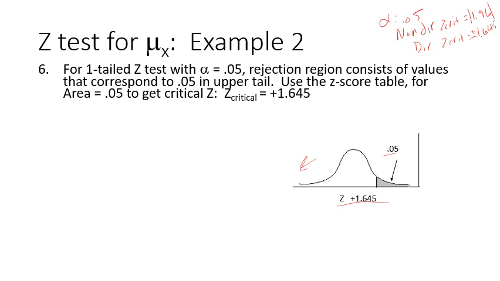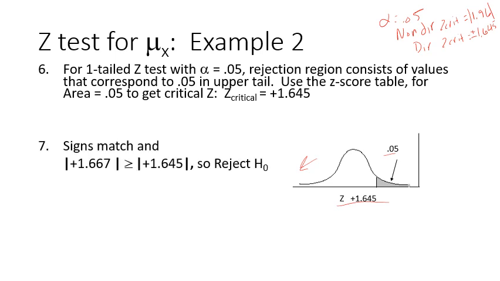So now we've got 1.645. And this is going to come back to why I said that 1.667 for our observed value is kind of important, because it's between two numbers. That is, it's not greater than 1.96, but it is greater than 1.645. Therefore, we would reject H0.